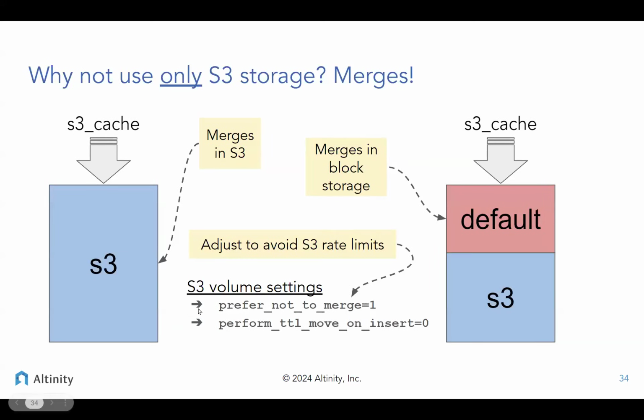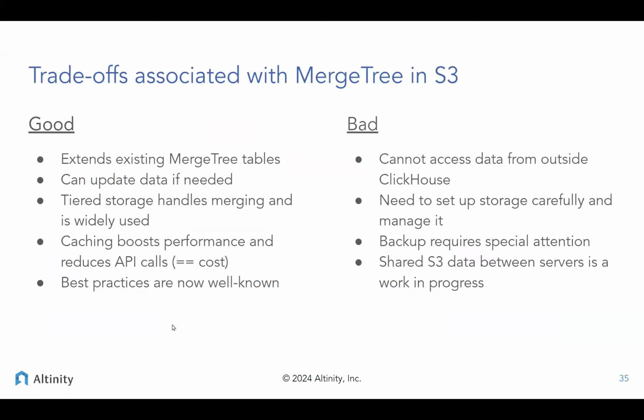And by the way, one common failure is if you don't have this set correctly, you'll get rate limited on Amazon. We see that problem come up a lot. So that's why this cache is really important and this tiered storage is really important to avoid those issues.